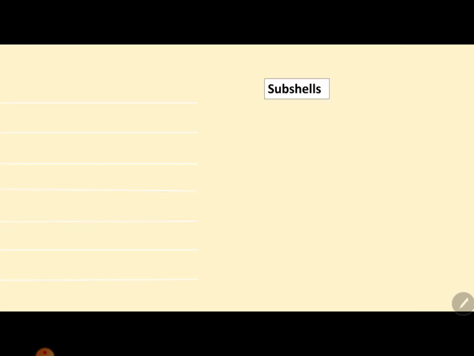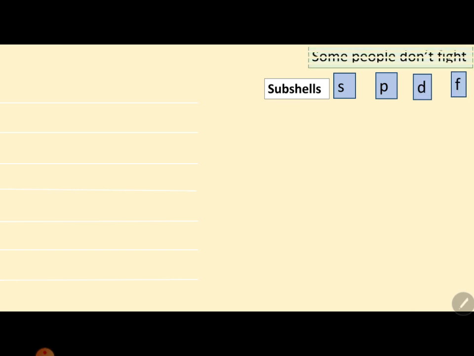First, write the names of subshells: S, P, D and F. "Some people don't fight." This sentence may help you remember the names of these subshells. S for some, P for people, D for don't and F for fight. Now write the numbers 1 to 4 below each subshell.